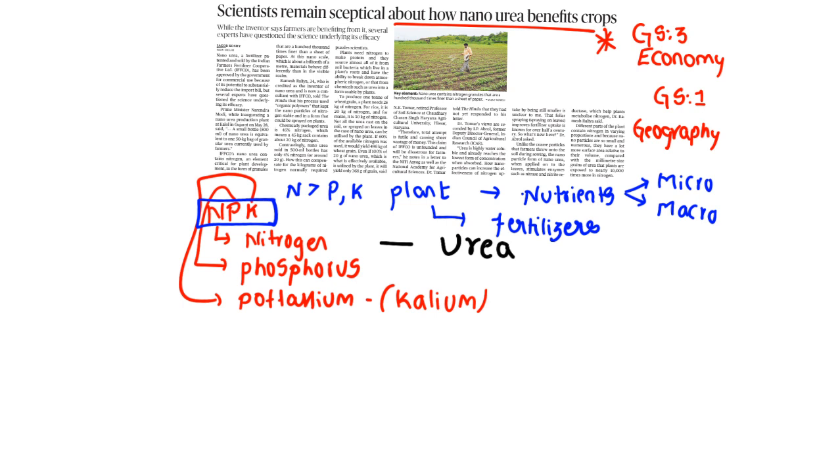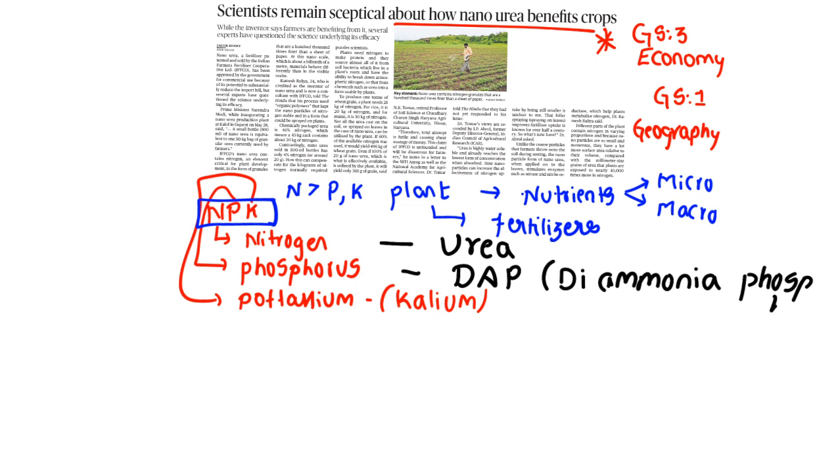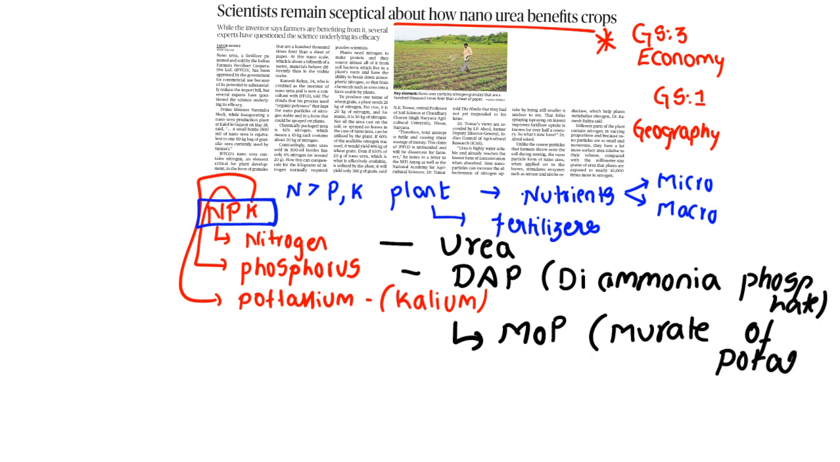And what is there in phosphorus? In phosphorus, we generally write DAP. DAP means diammonium phosphate, clear. Diammonium phosphate. And for potassium, we have something called MOP. MOP means muriate of potash. Muriate of potash. So I think you observe this. In NPK, nitrogen is supplied as urea, the phosphorus as DAP, and the potash as muriate of potash.